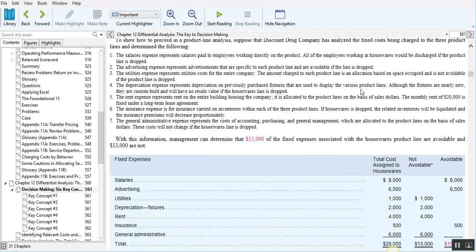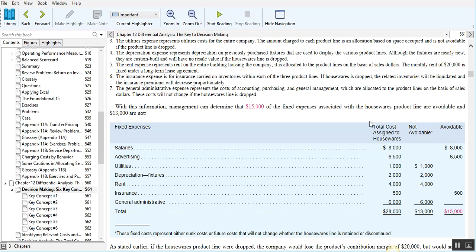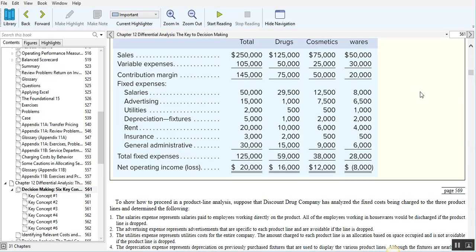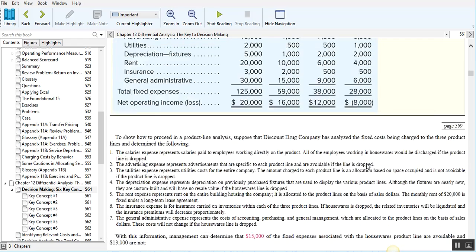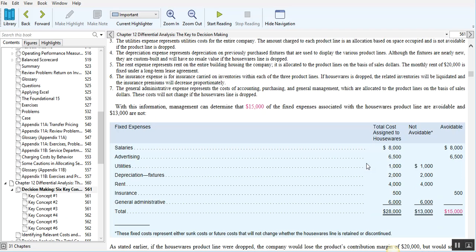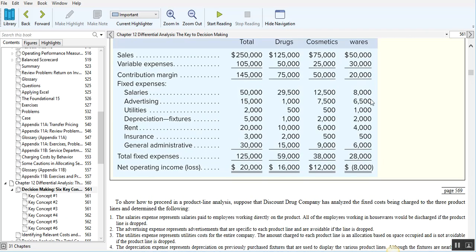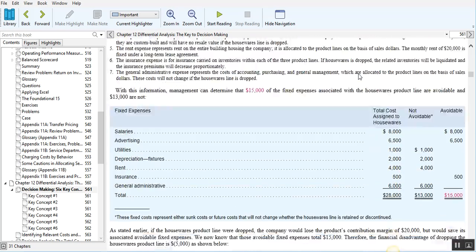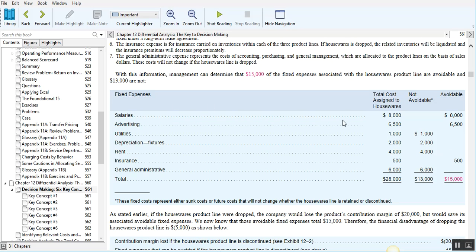And in this example, they're looking at the housewares line, and they're thinking, okay, well, we've got a loss in housewares. What are we giving up if we give up housewares? Well, they actually are giving up this contribution margin of $20,000 here. And will they be able to make up that contribution margin with other sales in other areas once they give up that line of business? So in this analysis, they look at, okay, what's not avoidable and what is avoidable. So the not avoidable costs are $13,000, and the avoidable costs add up to $15,000.